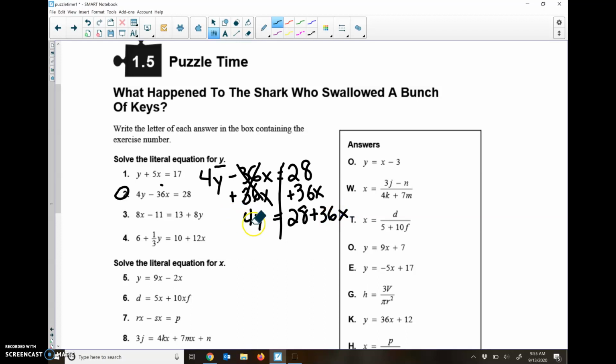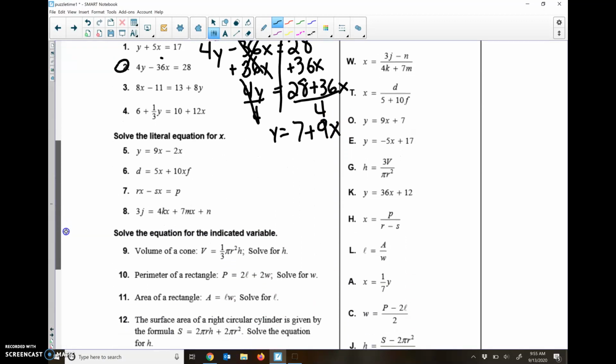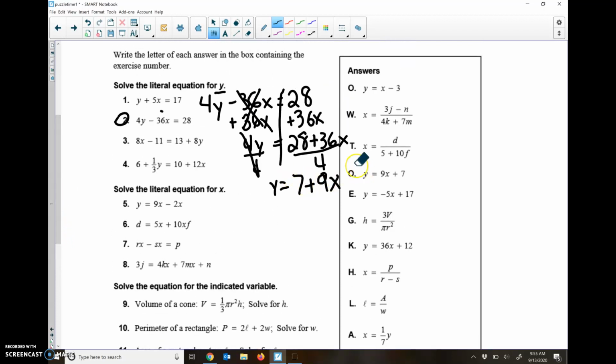Then over here, I got 4 times y, so I'm going to divide by 4. So y equals 28 divided by 4 is 7. 36 divided by 4 is 9. Well, 36x divided by 4 is 9x. Especially with these, this kind of helps to have some options over here. So I'm looking for one that says y equals 7 plus 9x. The book wrote it a little backwards, so y equals 9x plus 7. Really the same thing.